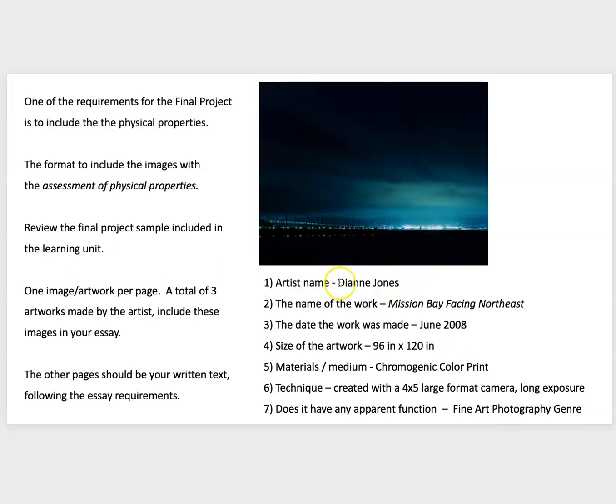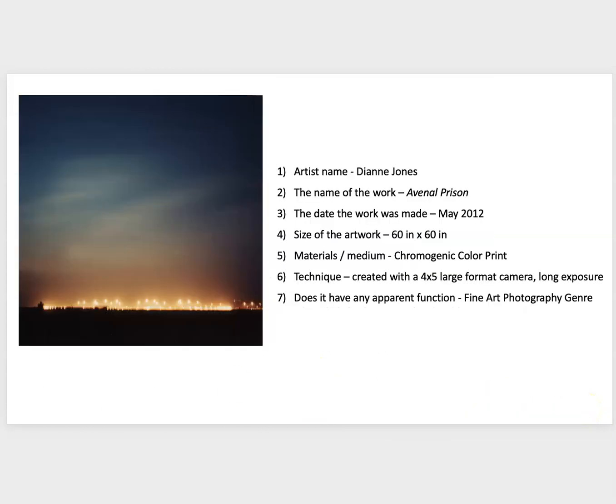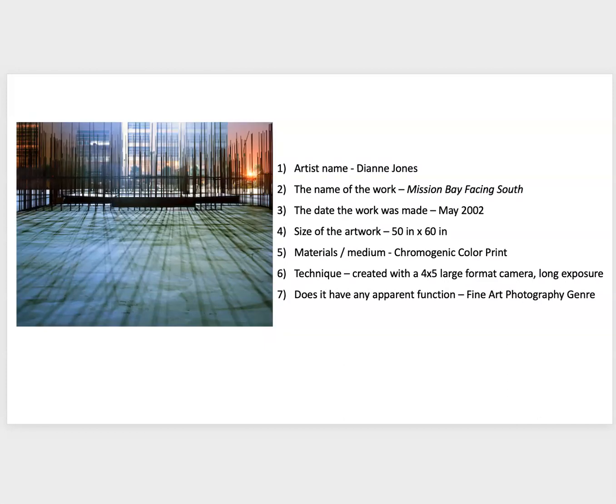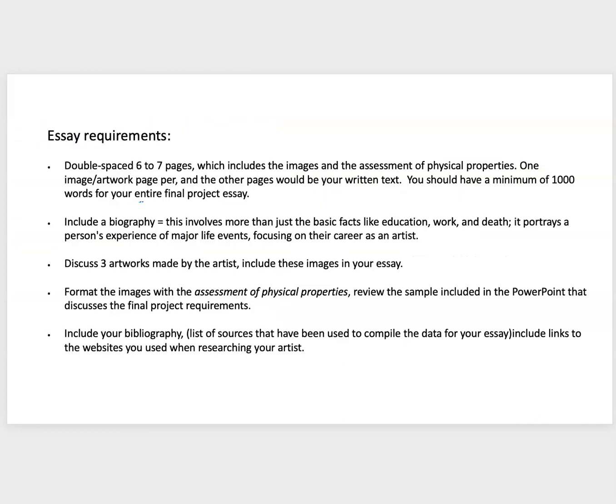So the name of the artist, the name of the artwork, the date it was made, the size, the materials, the technique, and does it have an apparent function. That would probably go back to the different genres that we talked about. You're going to have 3 pages that are specifically dedicated to the artwork and the research that you find, learning about the physical properties.